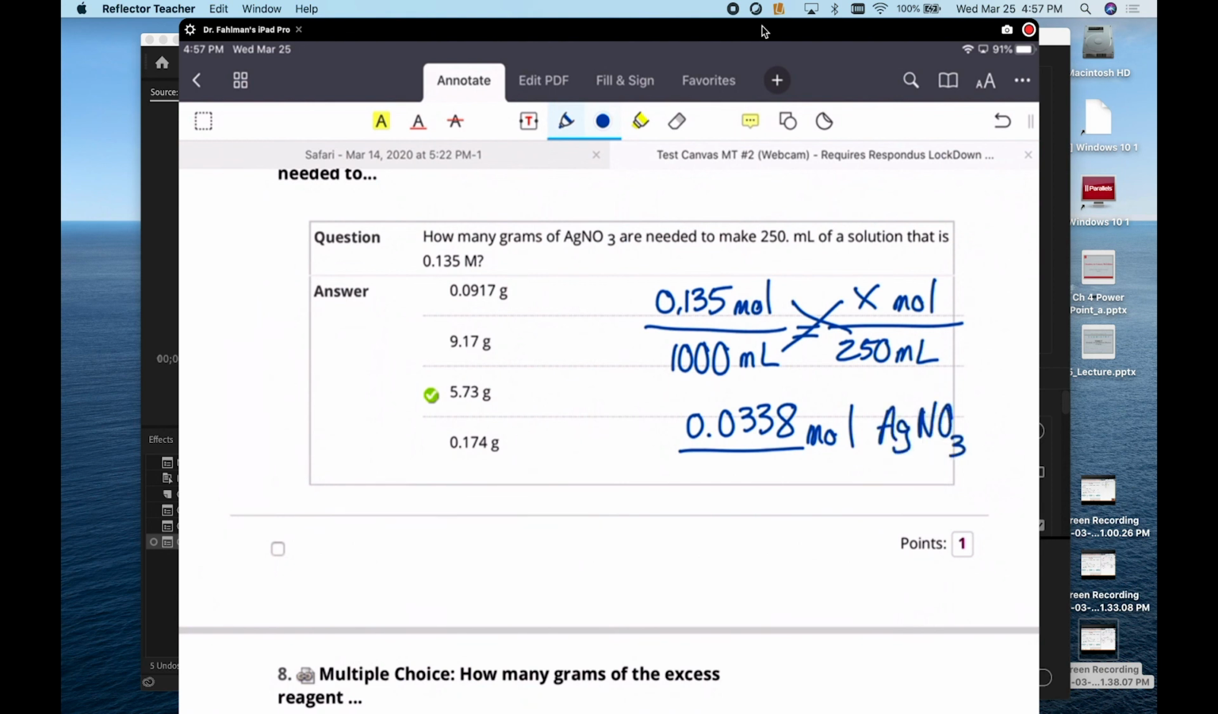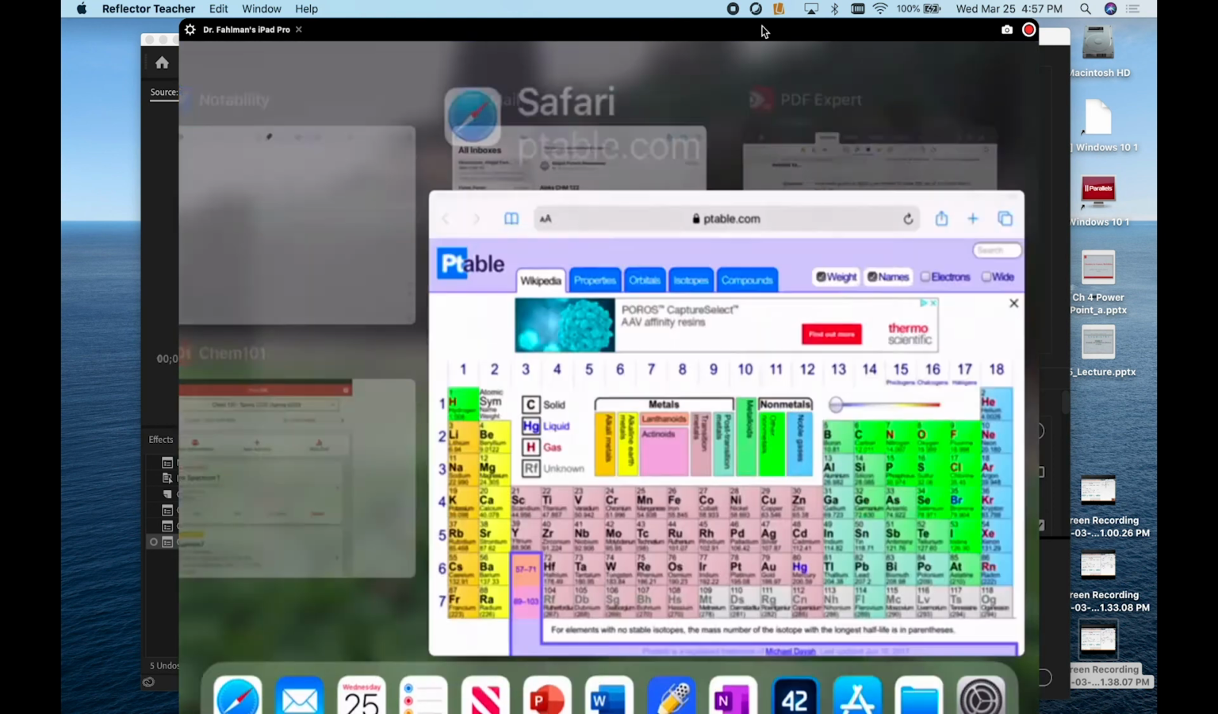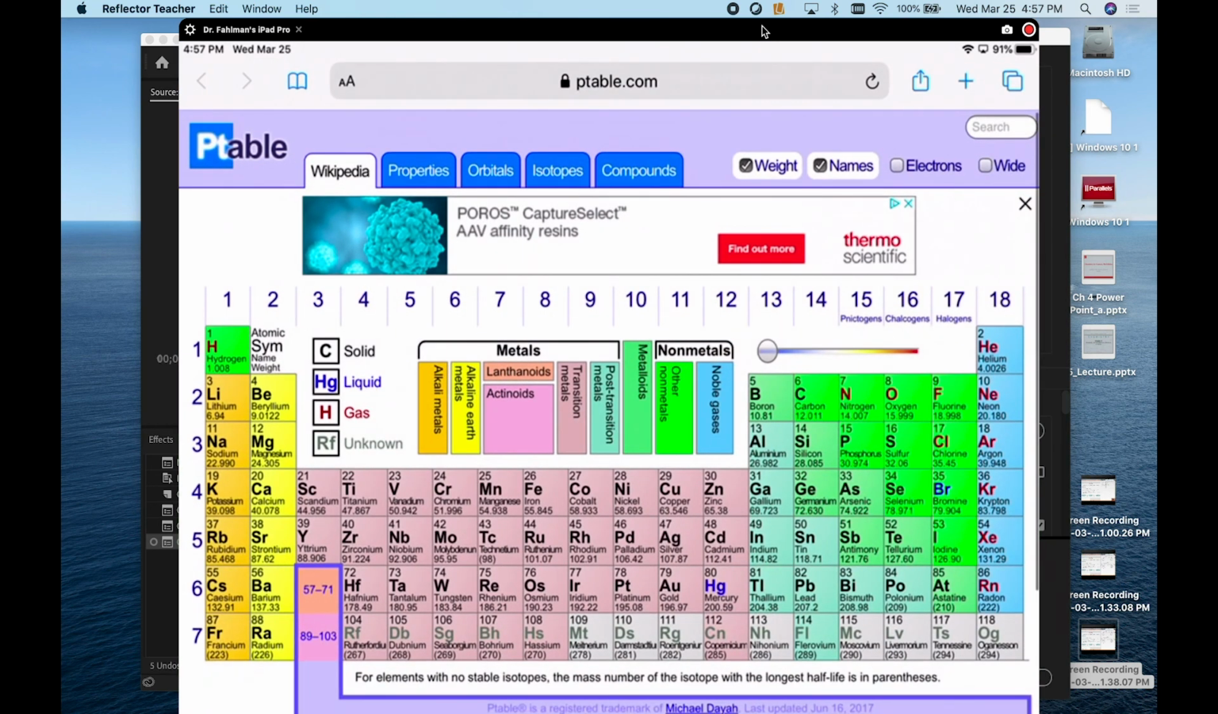And then to get grams, we just multiply by the molar mass. And so silver is 107.87. Nitrogen is 14.01. And then we've got 16 times 3. So that's 169.88.